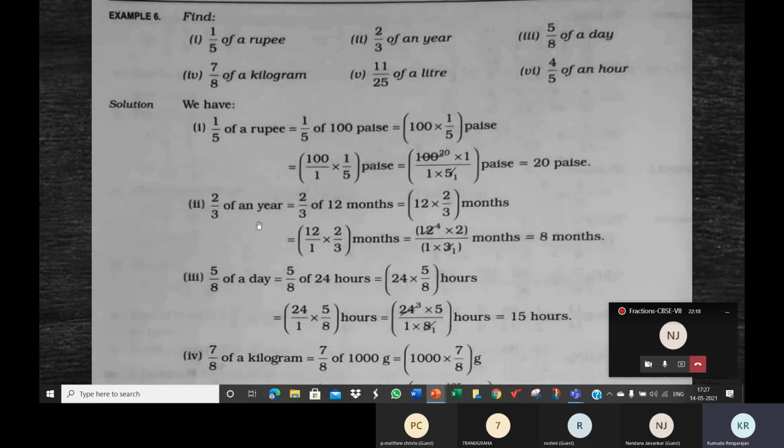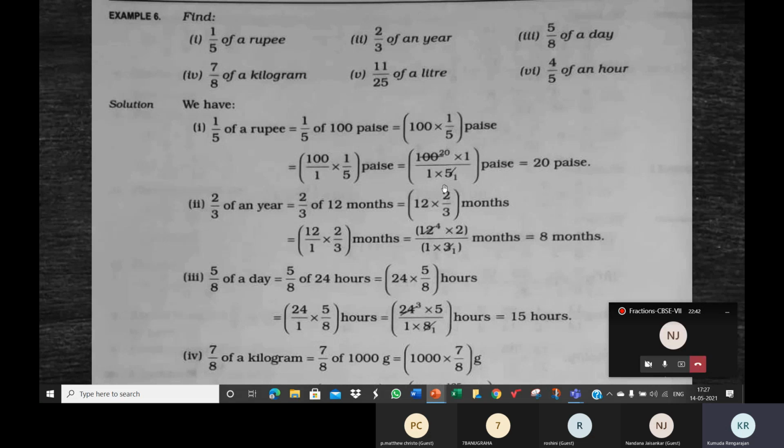So 2 by 3 of 12 months. A year has 12 months. That's the next step. Now in the next step, this 12 is written here. Take away this word "of" and replace that with the multiplication sign, and write this 2 by 3 as it is.